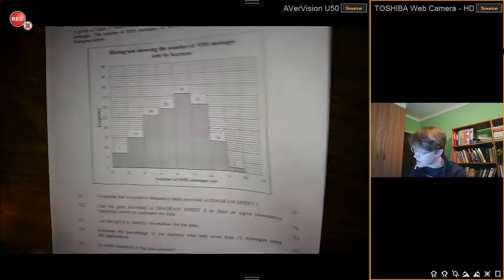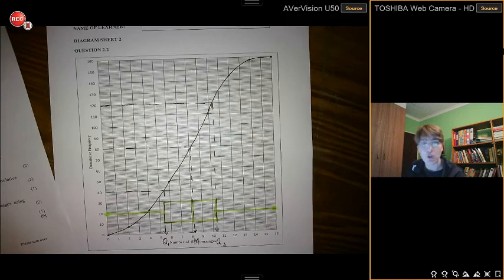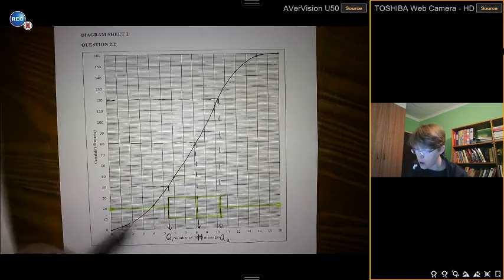So they asked: use the ogive to identify the median for the data. I would say the median of the data here is probably about 8,2. So that's probably going to be about 8,2.